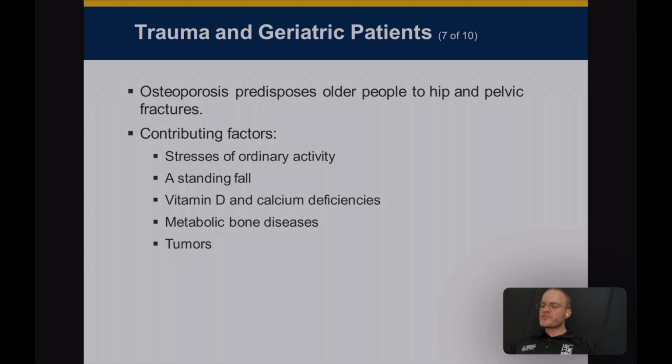We've talked about osteoporosis. This is brittle bone disease. It happens in older, thin women most commonly. It can happen in anyone though, and it predisposes them to hip and pelvic fractures. The contributing factors are stresses of ordinary activity, a standing fall, vitamin D and calcium deficiencies. This is because those Pac-Man guys in the bone will chew up the bone more aggressively when you're deficient in calcium and or vitamin D. Metabolic bone disease is more rare, like osteopenia or osteopetrosis. That's very rare. Tumors of the bone could result in a fracture of the bone, and we call that a pathological fracture when it relates to tumors.